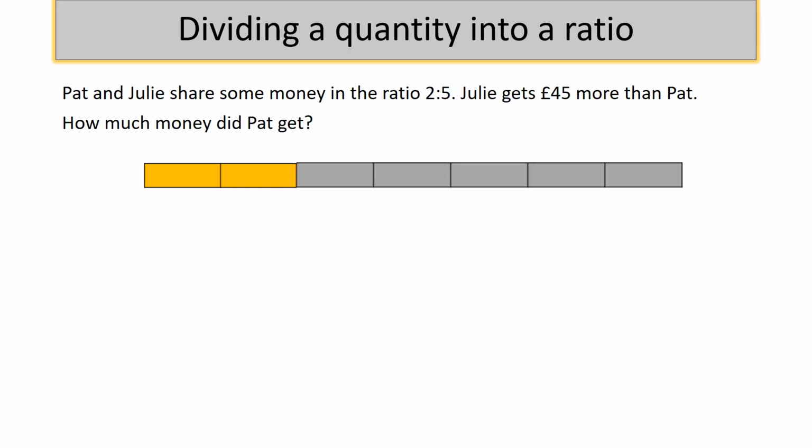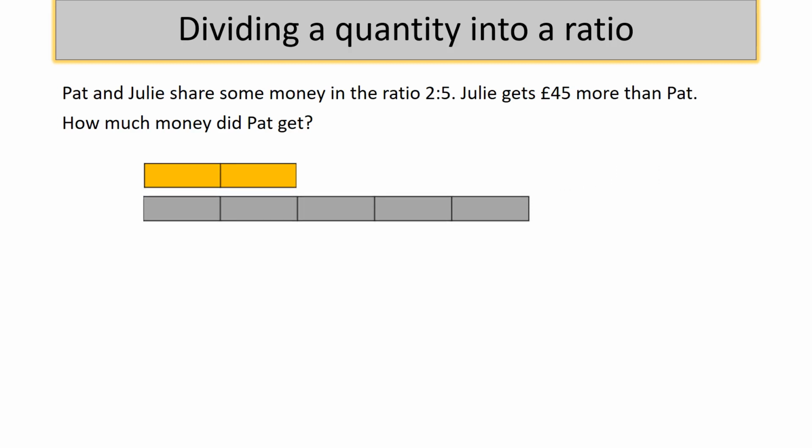And one more question. Pat and Julie share some money in the ratio 2:5. Julie gets £45 more than Pat, and how much money did Pat get? So this is a slightly different question. I don't really know how much each person gets. I don't know how much they actually shared. All I know is that Julie gets £45 more. Now I've got my bar. I'm going to show you this bar a slightly different way.